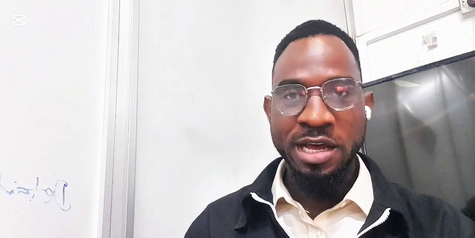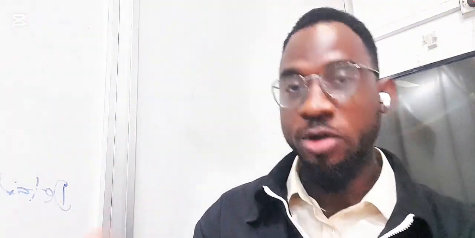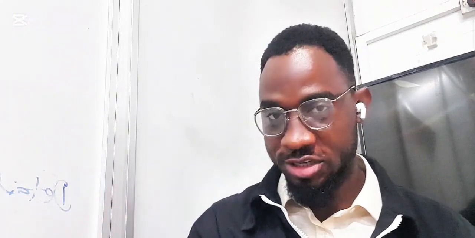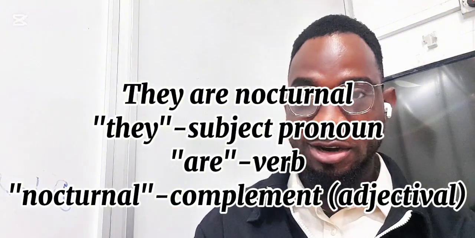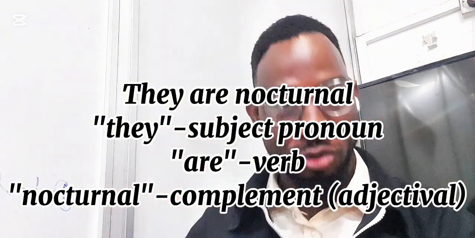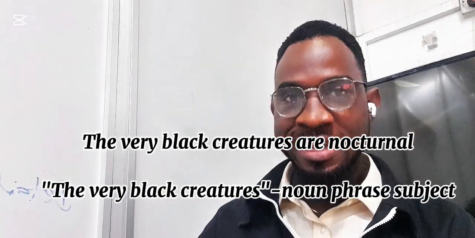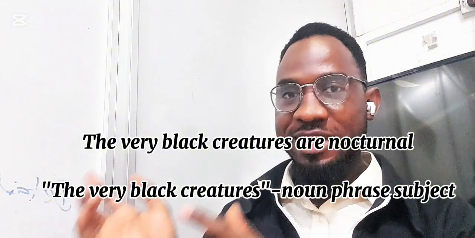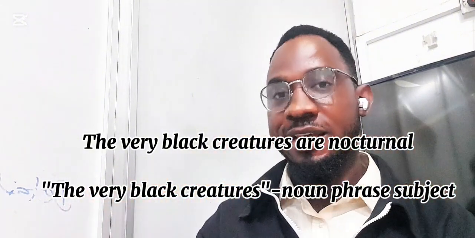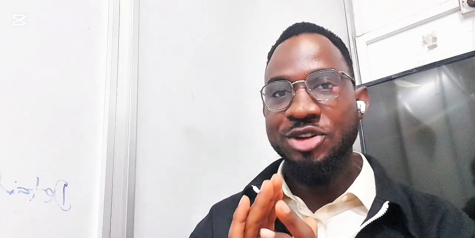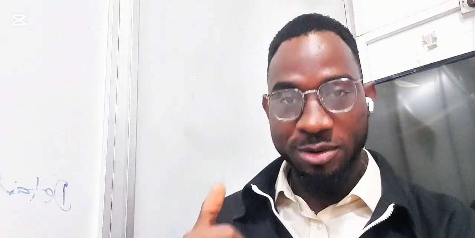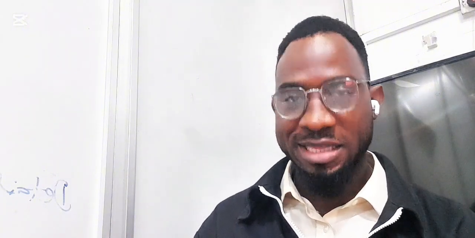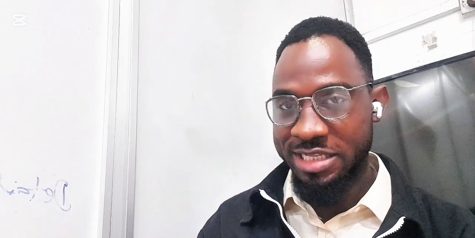So this is the case where the subject is a noun. You can also have the subject as a pronoun. So something like "they are nocturnal" is also an independent clause. "They" in this case is a subject pronoun, right? Yes. "The very black creatures are nocturnal." "The very black creatures" is a noun phrase. So you would normally have in English either the noun phrase or the pronoun function as the subject of your sentence or the subject of your independent clause.